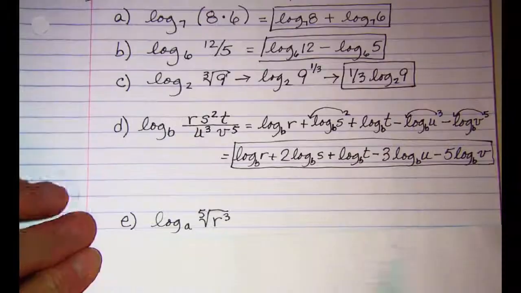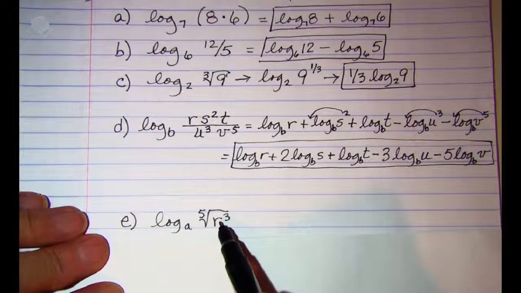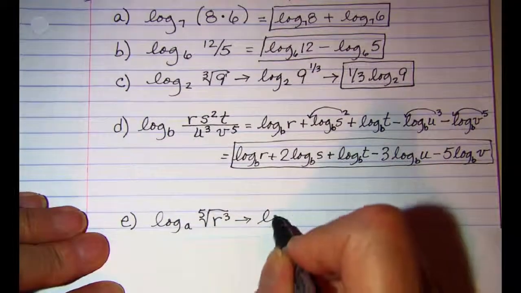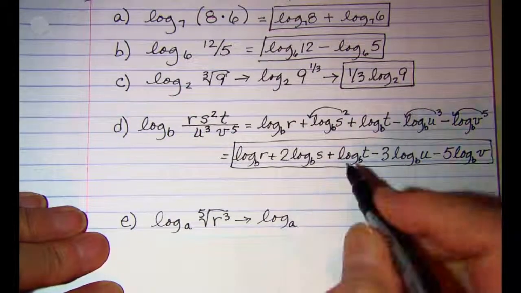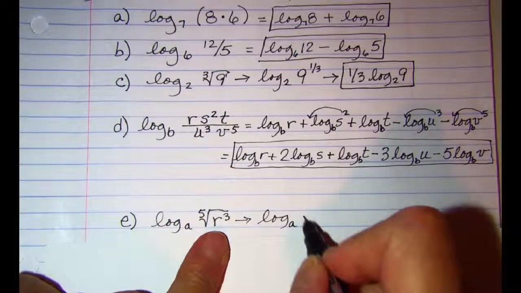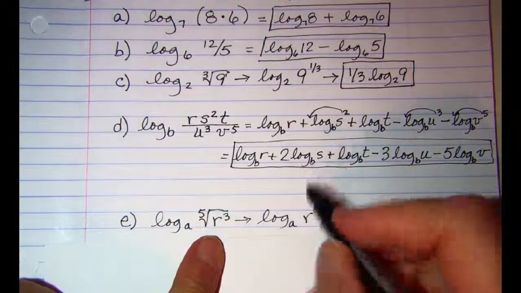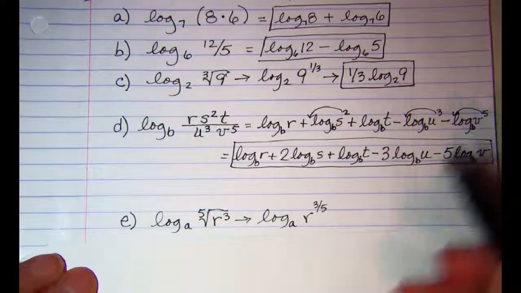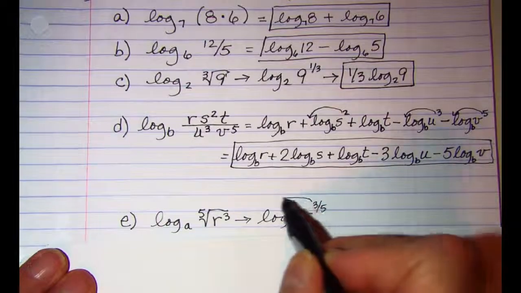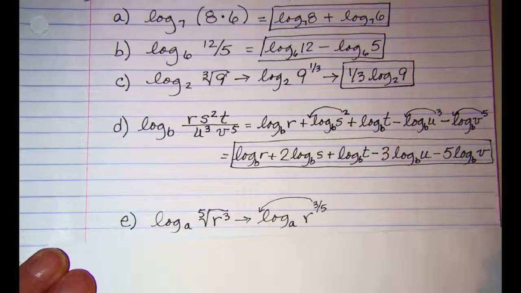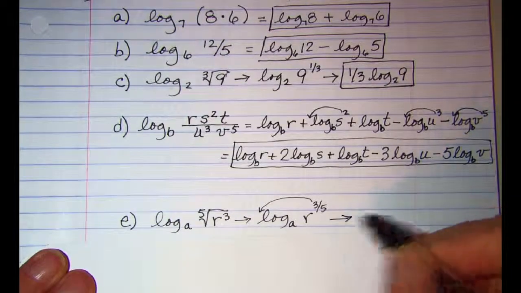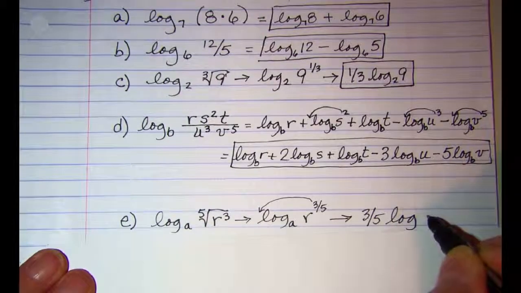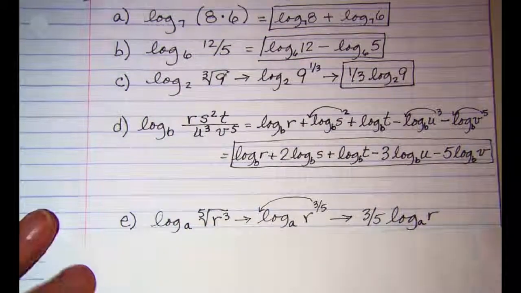Our next example, we'll need to write this as an exponent first, this radical. So let's rewrite that log, and we have a base of a. The r is raised to the 3 over 5 power. Now I can use my third property that says I can bring that exponent out in front of my logarithm. So this would be 3/5 times the log of r base a.